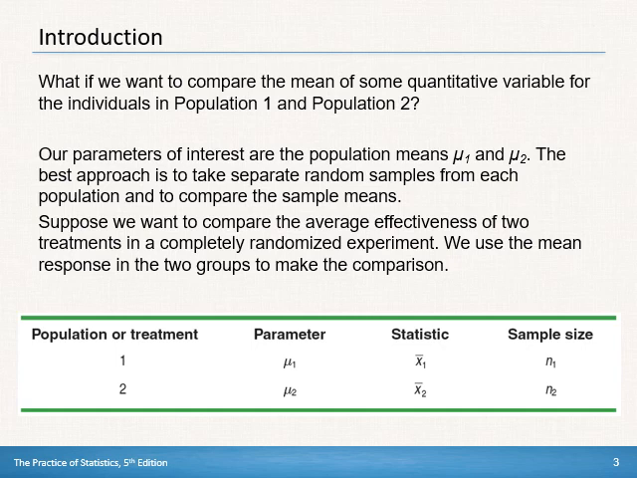Now, we won't know those, though. Again, mu sub 1 and mu sub 2 are theoretical. And then we'll get the statistic either from the treatment groups or from the sample from the population. And so that'll be x bar sub 1, x bar sub 2, and then the two sample sizes, small n sub 1 and small n sub 2.